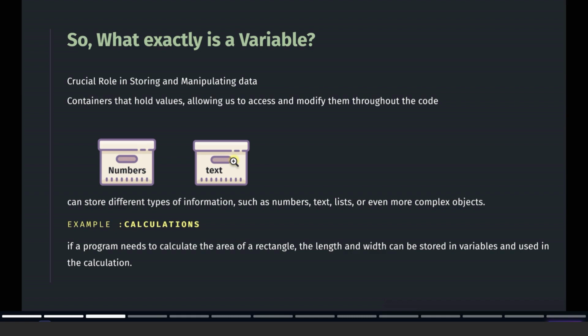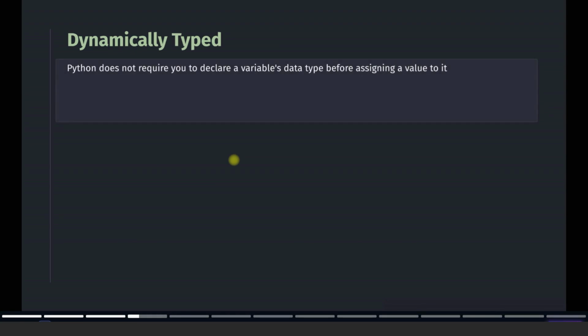Unlike other programming languages, Python is dynamically typed, which means that Python does not require you to declare a variable's data type before assigning a value to it. Without declaring any data type, Python automatically assigns the data type based on the value assigned to the variable. So the declaration is not required.